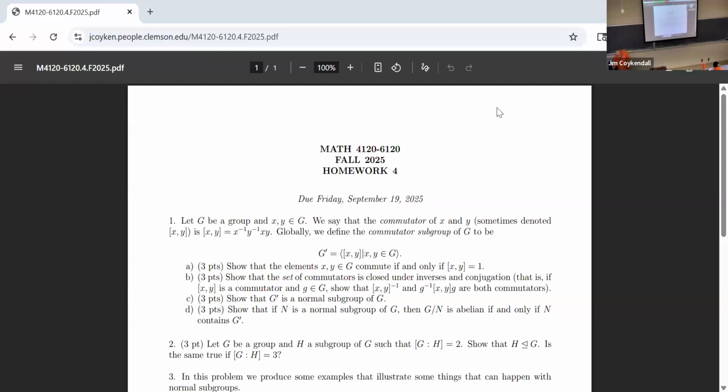So let me say a couple words about the next homework. We'll start off. Let G be a group and x, y any two elements of G.